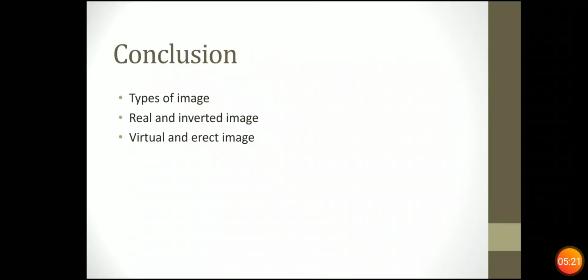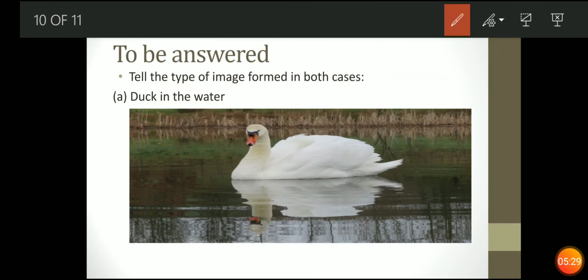Now what we have studied is types of image: real and inverted image, virtual and erect image. Now these are the questions that you have to answer. Tell the type of image formed in both the cases. We have two cases, and you have to tell which image formation it is. This is the image. So tell me what kind of image it is. Is it real and inverted, or virtual and erect? Always remember that real is always inverted and virtual is always erect, because virtual cannot be taken on the screen, that's why it is erect. Now real can be taken on the screen, that's why it is inverted.